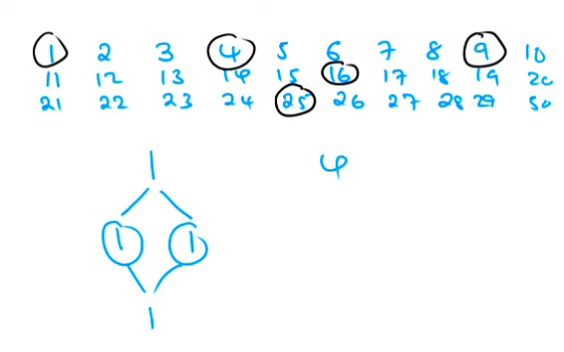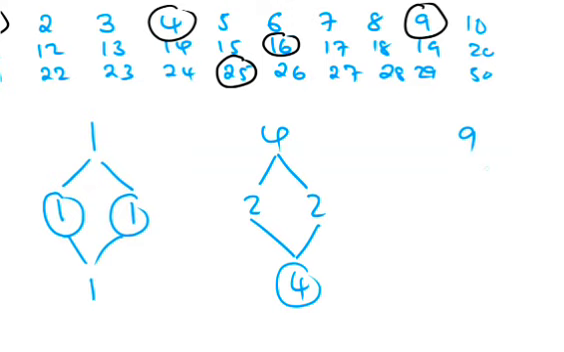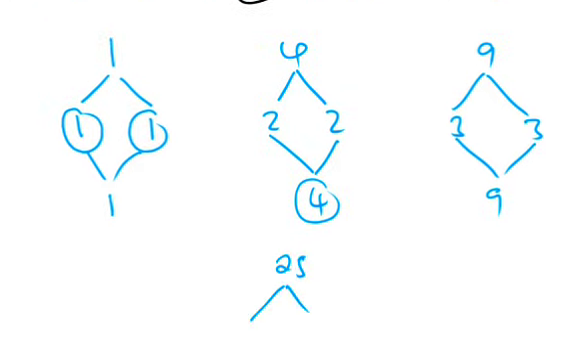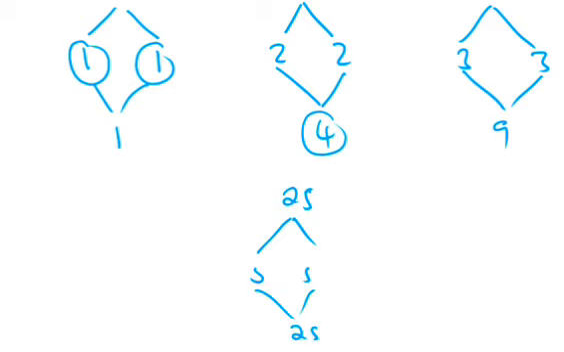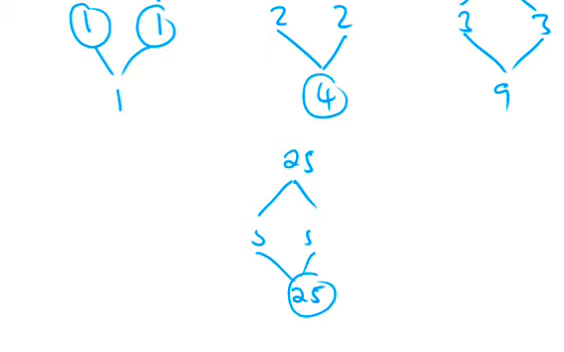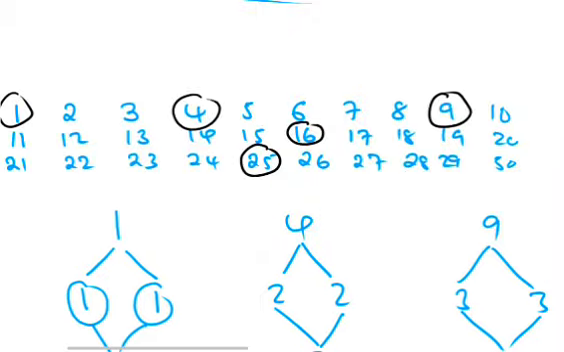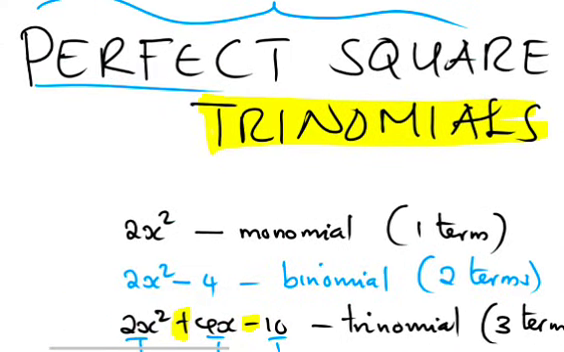So 1 is a square number. Similarly, for 4, the factors are 2 and 2. If we multiply 2 by 2 we get 4, so 4 is a square number, because we take a single factor multiplied by itself. Similarly with 9, the factors are 3 and 3, and multiplying them gives 9, so 9 is a perfect square number. And 25, the factors are 5 and 5. If you multiply them you get 25, so 25 is a square number.